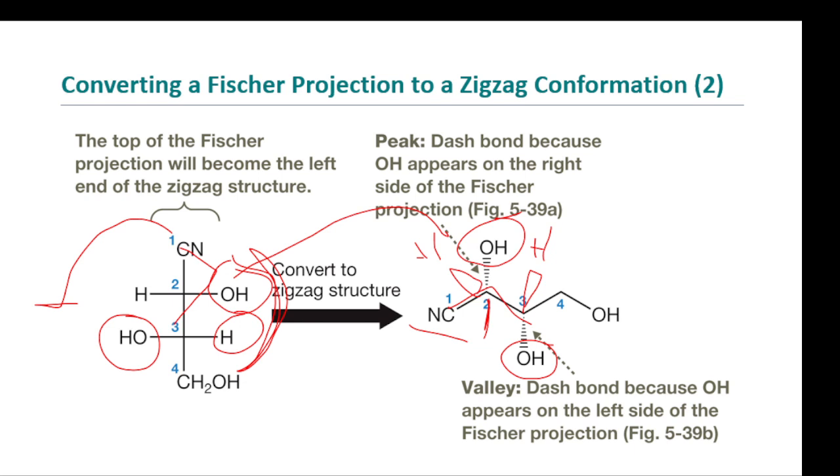And so what you can do is a 90-degree rotation, so it's this way, right? And then you do another 90-degree rotation. Can everybody see how I ended up with the hydrogen coming out towards me and the OH going away from me?